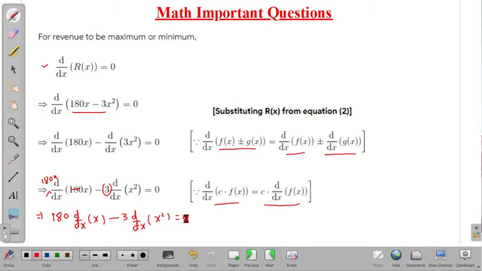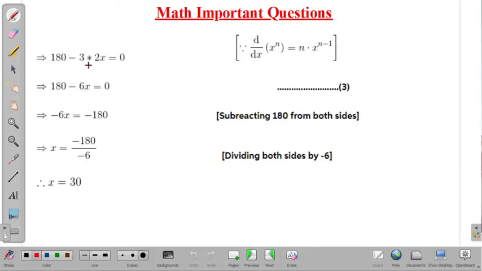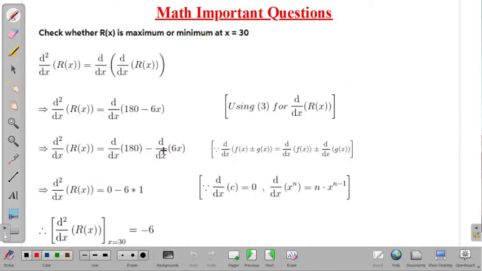Now d/dx of x will be equal to 1, and d/dx of x squared will be equal to 2x, as we know that d/dx of x to the power n equals n x to the power n minus 1. So now calculating this, it will be equal to 180 minus 6x equal to 0, that is, minus 6x equal to minus 180 after subtracting 180 from both sides. Now dividing both sides by minus 6, we will get x equal to 30. Okay, so what is x? It is the number of trucks rented per day.